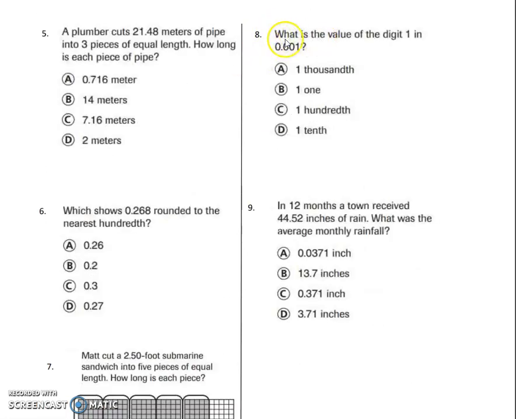Question 8. What is the value of the digit 1 in 0.001? A. 1,000th, B. 1/1, C. 100th, D. 1/10. Pause the recording to work the problem.